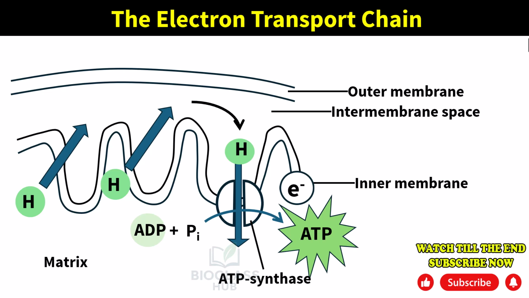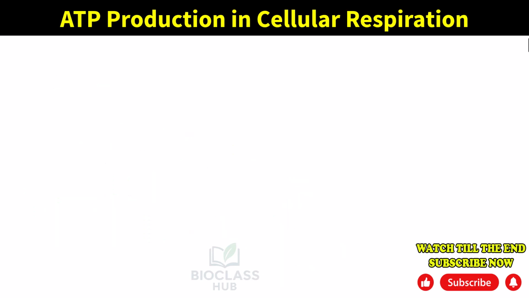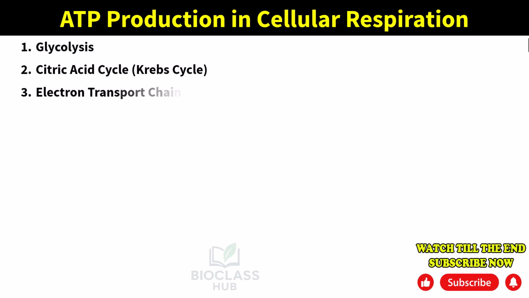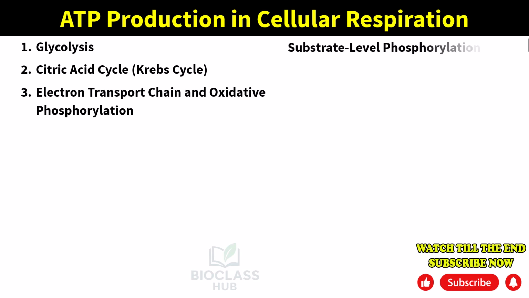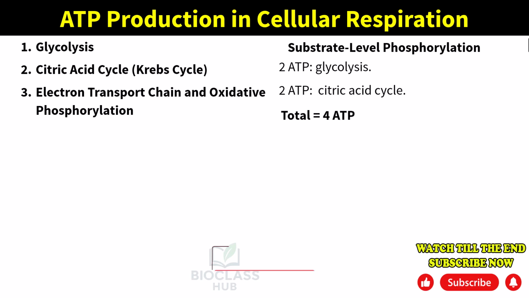As we summarize, let us dive into the calculation. Cellular respiration occurs in 3 main stages: glycolysis, the citric acid cycle, and the electron transport chain with oxidative phosphorylation. From substrate-level phosphorylation, 2 ATP are produced directly during glycolysis. 2 ATP are produced directly during the citric acid cycle. A total of 4 ATP molecules from substrate-level phosphorylation.